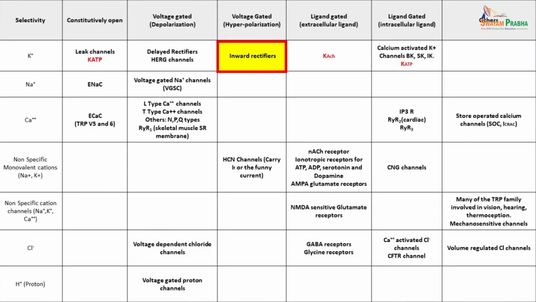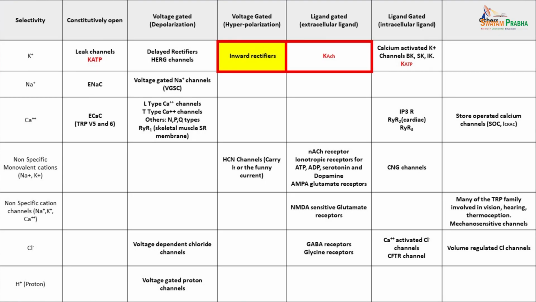So now let's discuss the different inward rectifier channels that are seen commonly in the body, and we're talking about inward rectifier potassium channels. These are primarily two channels. One is the K-ATP channel, which is shown in red. The second is the K-acetylcholine channel, or the K-ACh channel, which is shown in here.